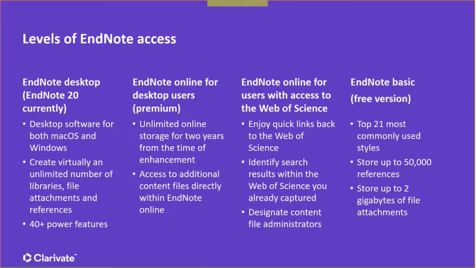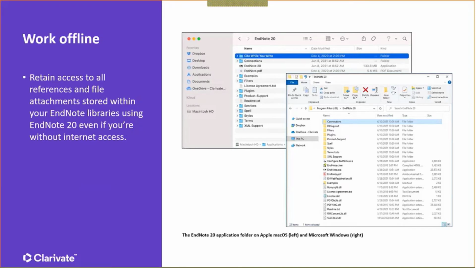Some of these end goals you might be able to achieve via EndNote Basic with a little bit of manual legwork, but again, these features really are automated and help streamline the various steps of the research process to save you time in the long run. One of the primary benefits of EndNote Desktop, the software you would install to your computer for either Apple Mac OS or Microsoft Windows, is that you can work offline.